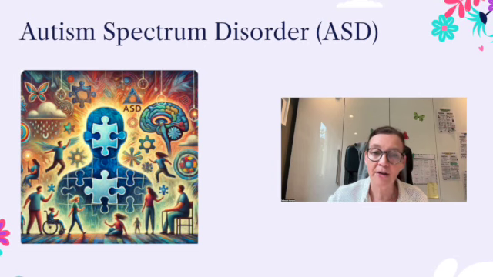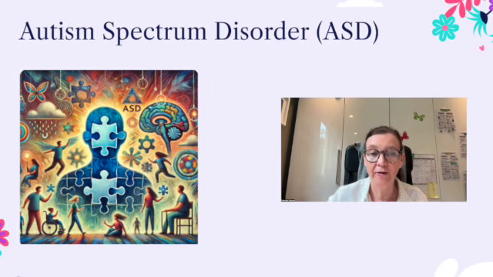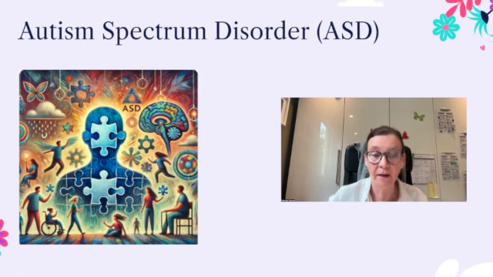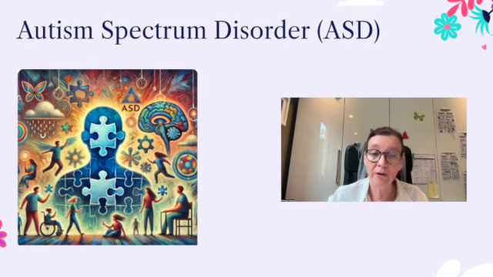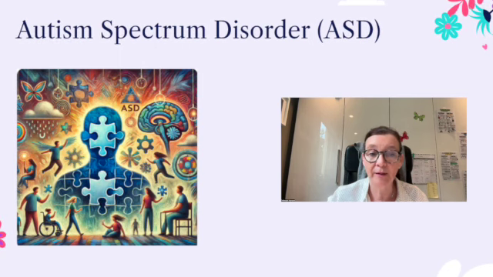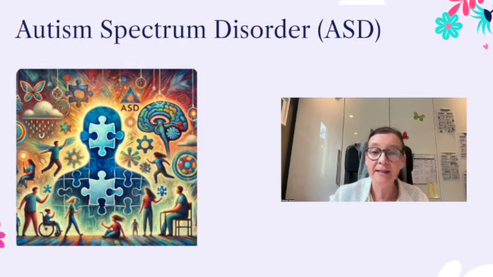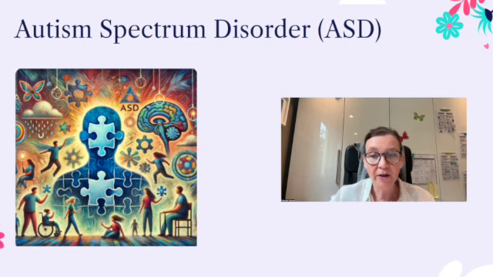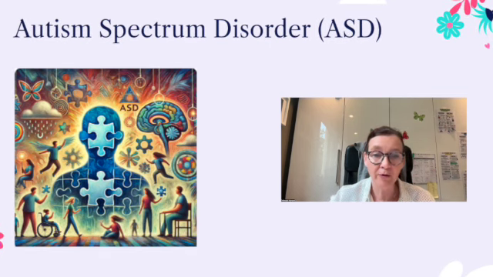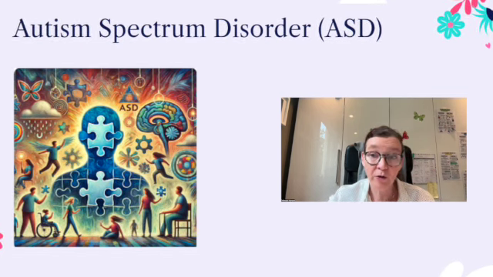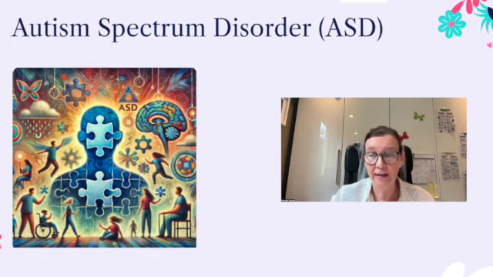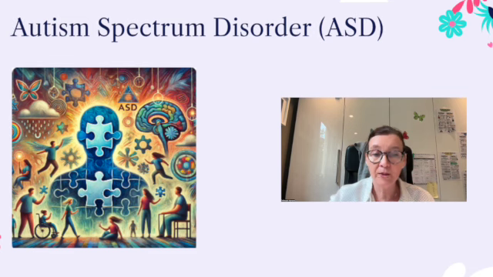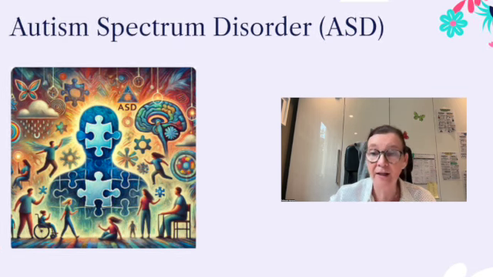Some cases of ASD are linked to genetic mutations or inherited traits that affect brain development. Physiological causes, well, we see brain scans reveal differences in neural connectivity and early brain development in people with ASD. And lastly, environmental factors. While not a direct cause, factors like parental age, prenatal exposure to toxins, or infections may contribute to ASD risk.